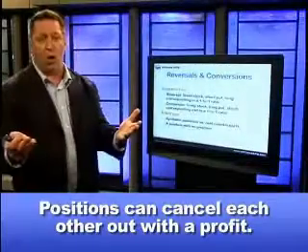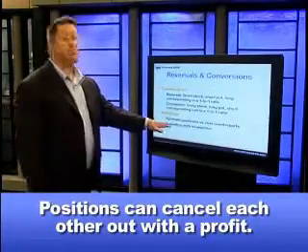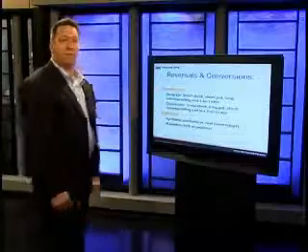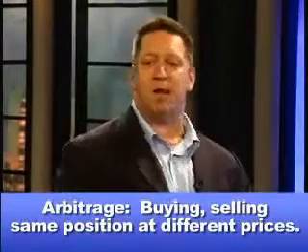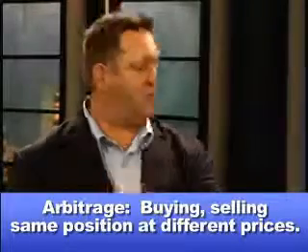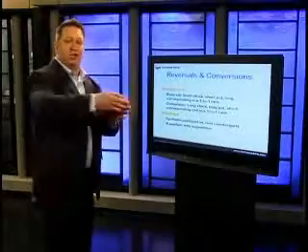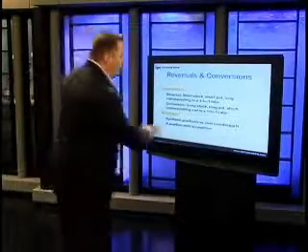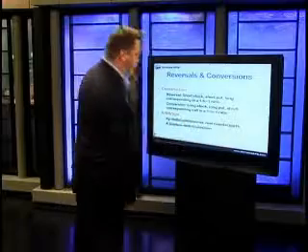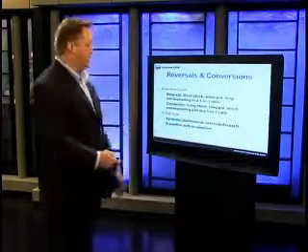There is no position. We bought and sold. The position cancels out, hopefully with a profit. That's what arbitrage is. Simultaneously buying and selling the same position at different prices. Now, in the options market, we can do that not from one exchange to another, but from one construction to another. Synthetic position versus its real position.